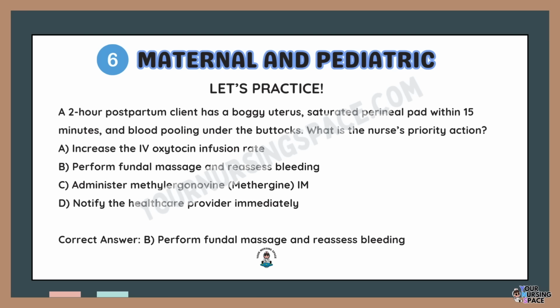A is wrong, as increasing oxytocin is appropriate but is not the first intervention. C is wrong, as methylergonovine is used for PPH but is not the immediate action. D is wrong, as the provider should be notified after initial nursing interventions.